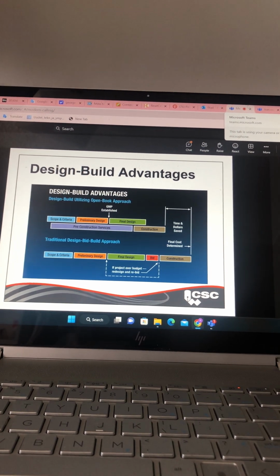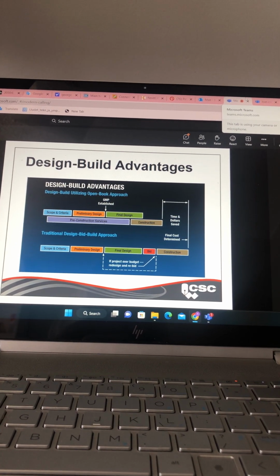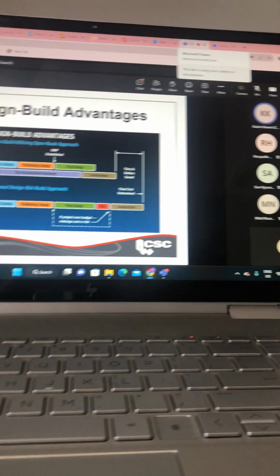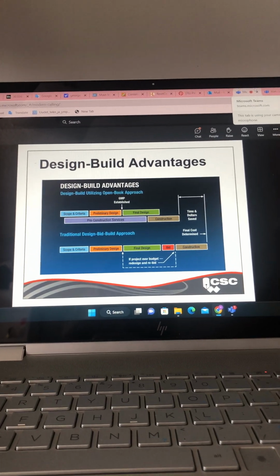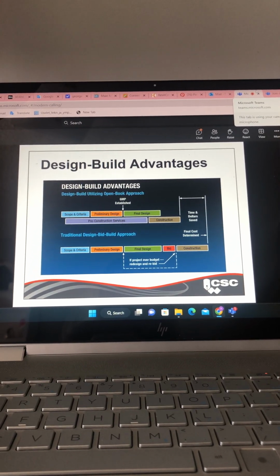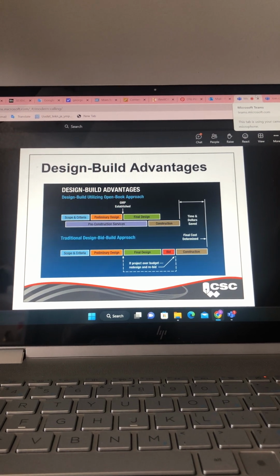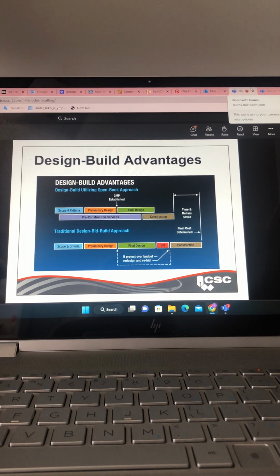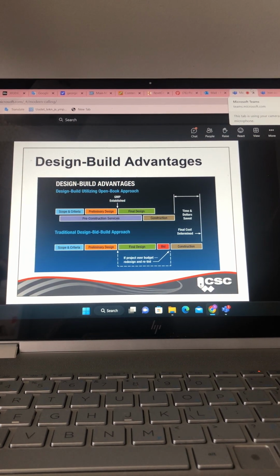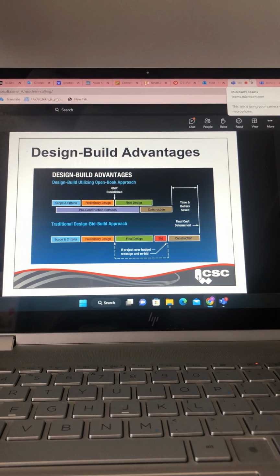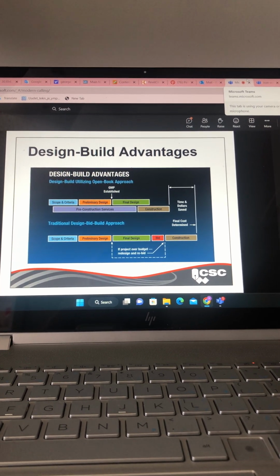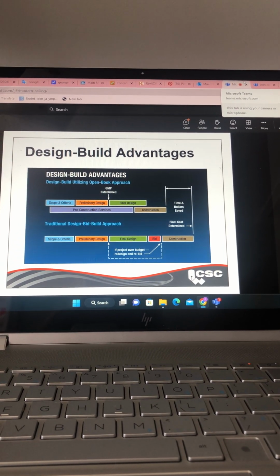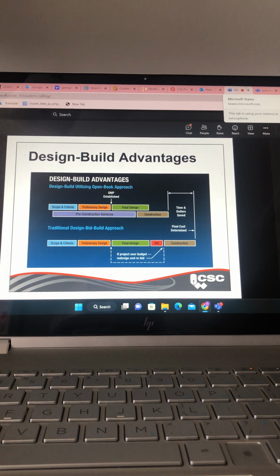So, let me go back and touch on the point about costs and how the design build entity is responsible for any cost overruns on the particular project. You'll notice looking at this chart, which compares design build to the traditional design bid build approach, that after preliminary design is completed, they typically would establish what is referred to as a GMP. The abbreviation GMP stands for Guaranteed Maximum Price.